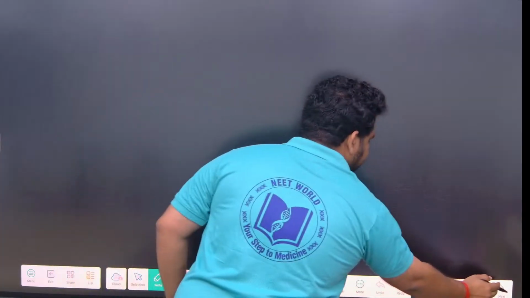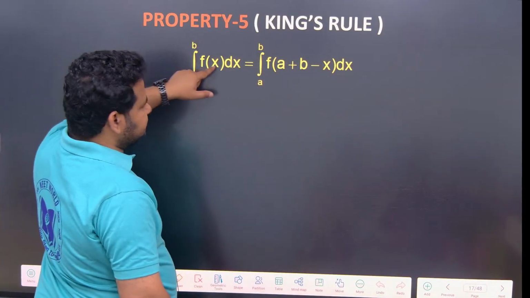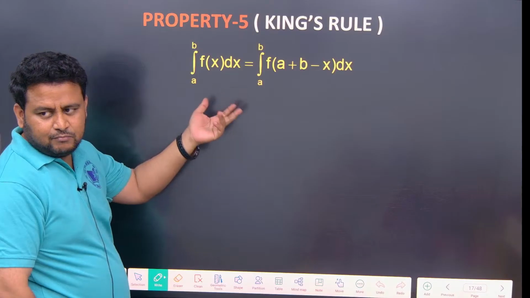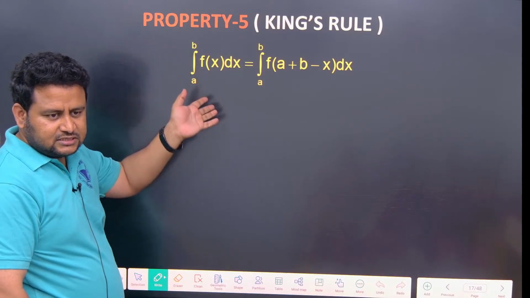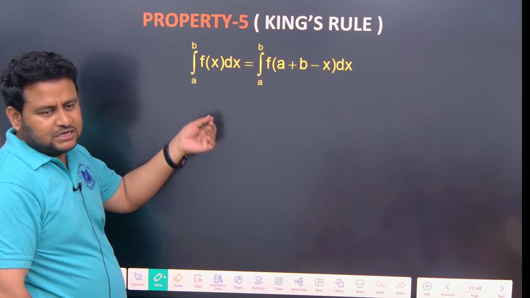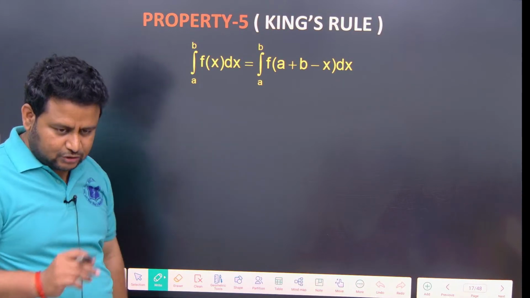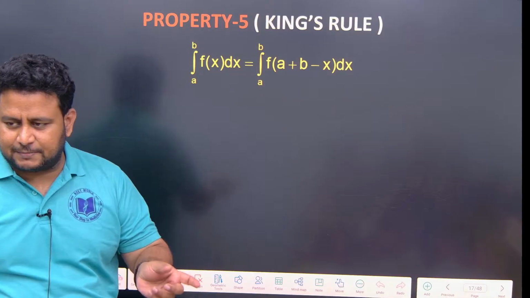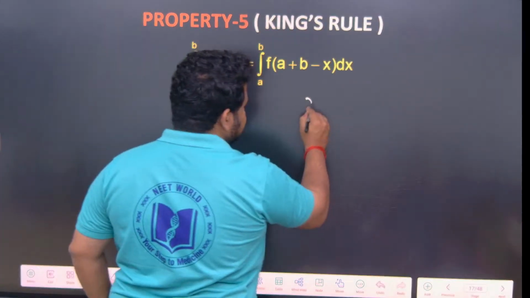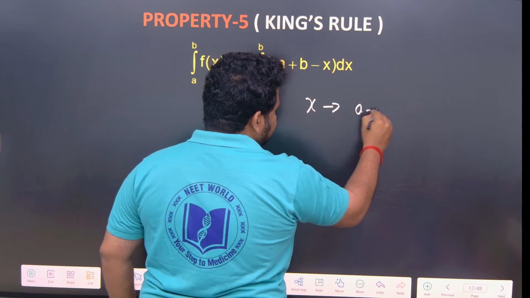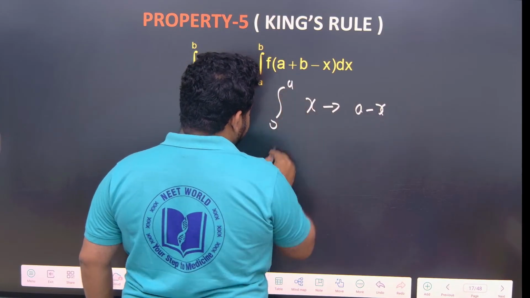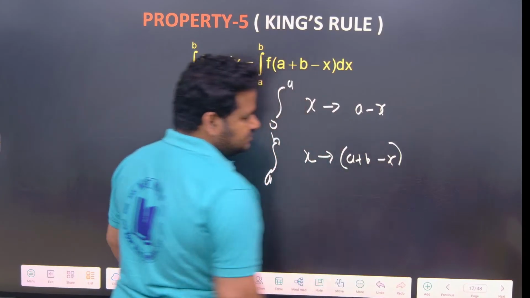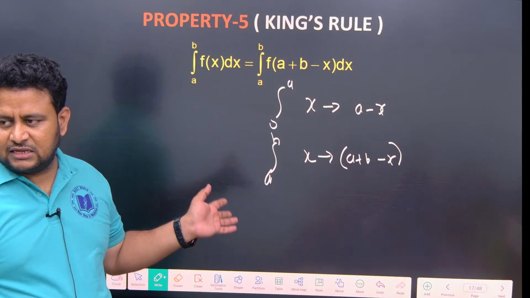Instead of that, see here, if we have a to b f of x dx, it can be written as a to b f of a plus b minus x dx. There you were writing only a, but here you are writing both the limits. There it was 0, here it is a plus b, same thing. So if it is 0 to a, x can be replaced by a minus x. If it is a to b, x can be replaced by a plus b minus x. That is what the King's rule says.